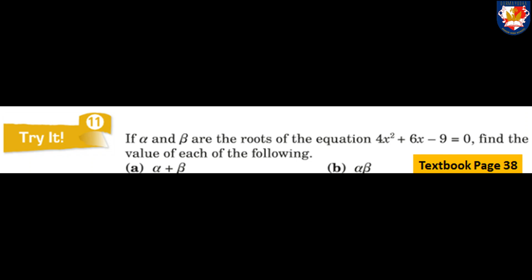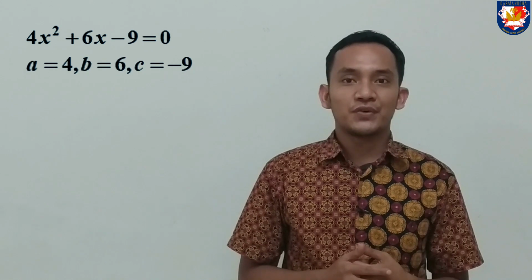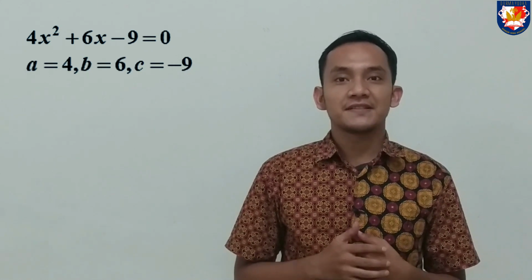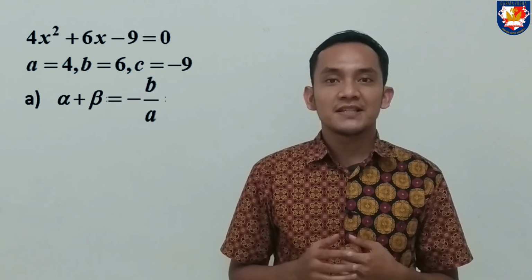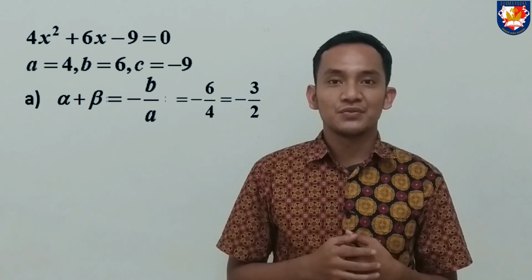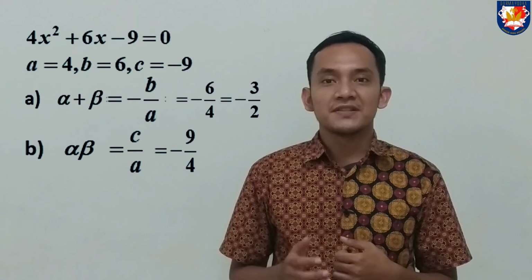Try 11. If alpha and beta are the roots of the equation 4x squared plus 6x minus 9 equals 0, find the value of each of the following: A. Alpha plus beta. B. Alpha times beta. In the question, we have 4x squared plus 6x minus 9 equals 0. So A equals 4, B equals 6, and C equals minus 9. Alpha plus beta equals minus b over a, or minus 6 over 4, or minus 3 over 2. Alpha times beta will be c over a, or minus 9 over 4.